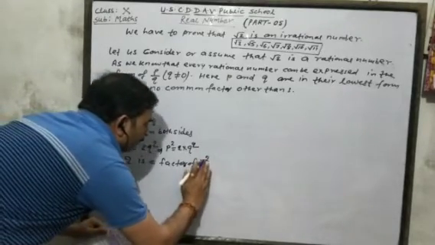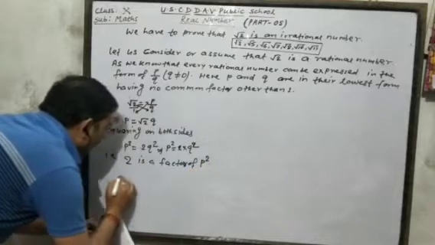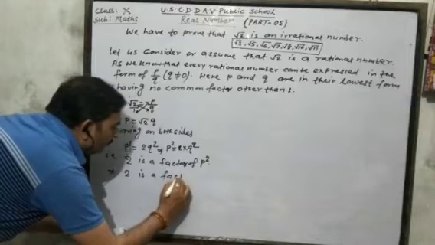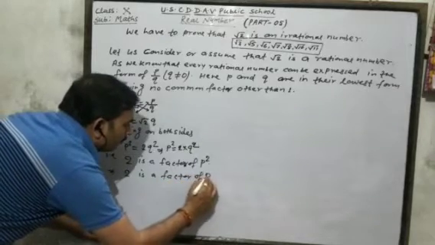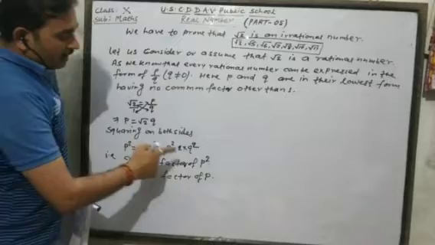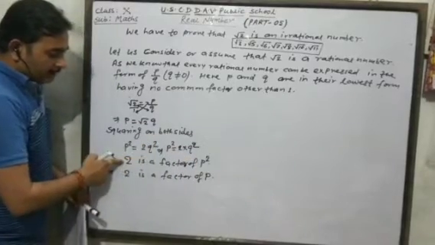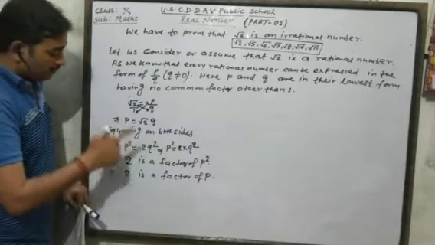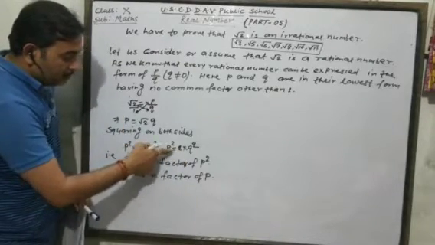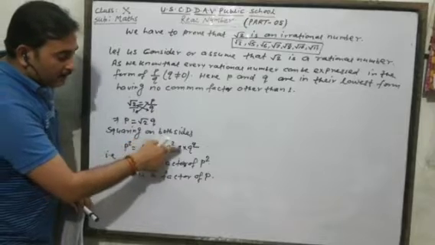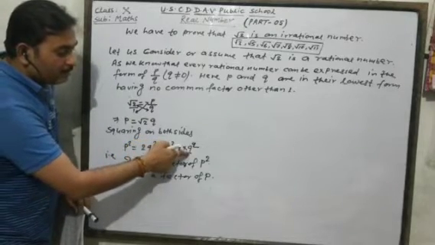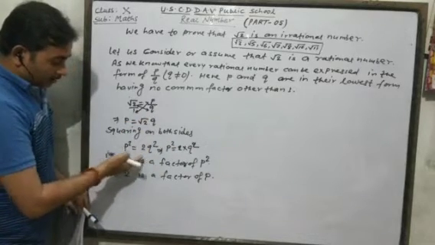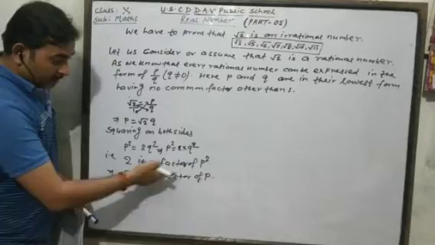So this implies that 2 is a factor of p square. This implies that 2 is a factor of p also. If a number divides the square of a number, then it also divides that number. So 2 is a factor of p square; if we divide it by 2, then it will be equal to q square. So 2 is a factor of p square, then 2 is also a factor of p.